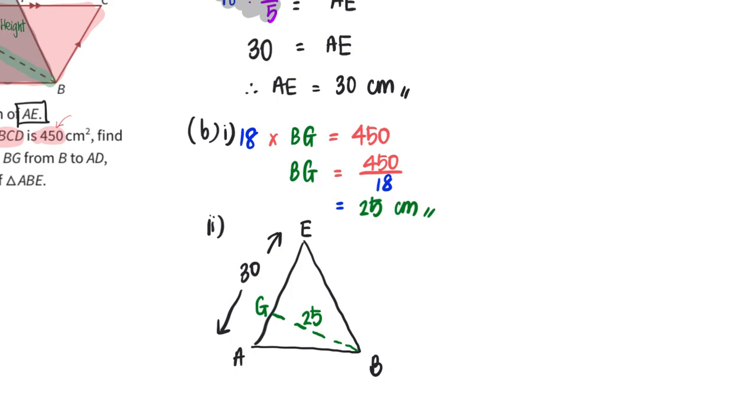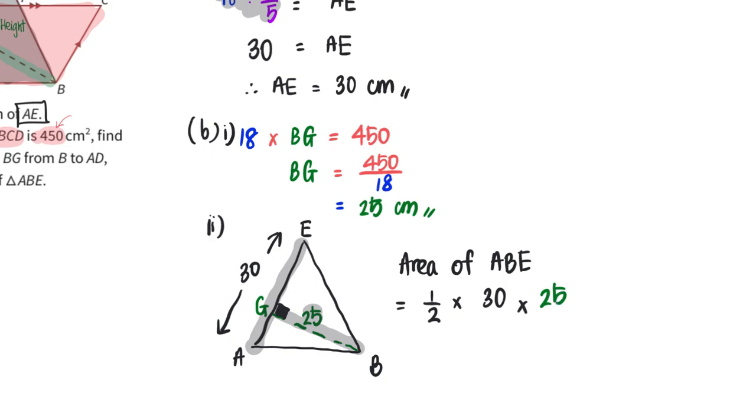I hope you can see that this and this are perpendicular to one another, and therefore to find the area of triangle ABE, we just need to make use of the formula half times base times height, and in this case half times 30 times 25 to give me the final answer 375 cm square.